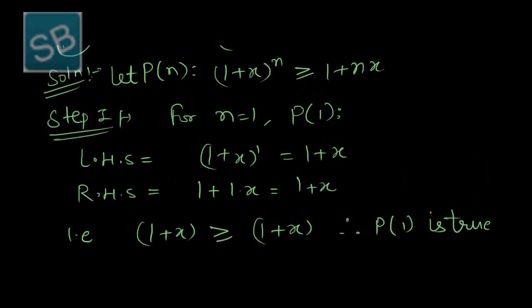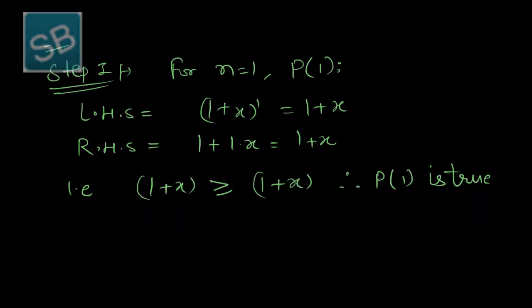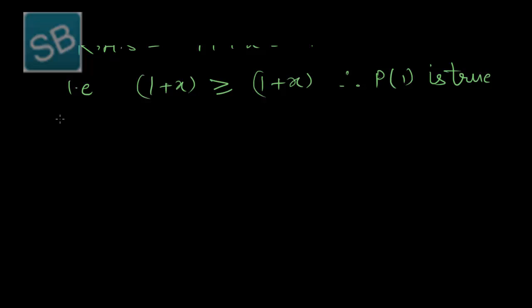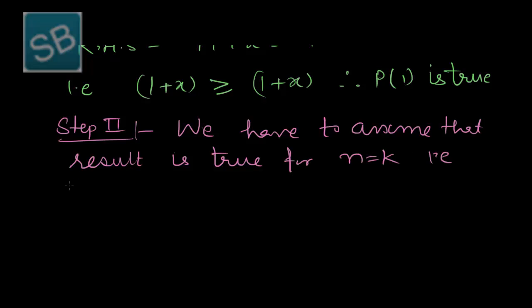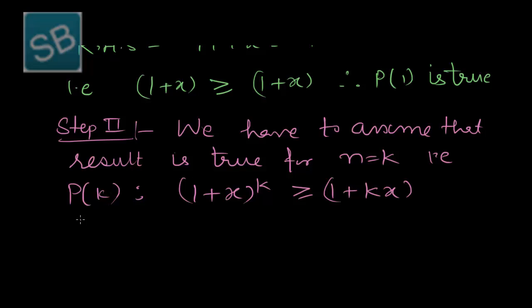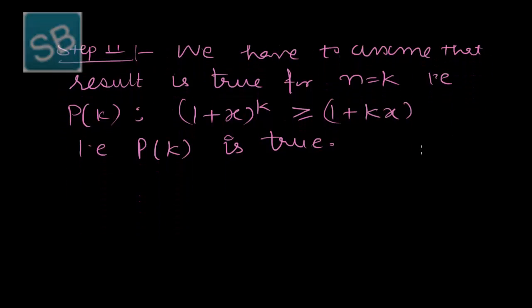Here it is clear that we have to prove either it is greater than or it is equal to. Then our result will hold. Now step 2. Step 2, we have to assume that the result is true for n is equal to k. That is P(k), that is (1 + x)^k is greater than or equal to 1 + kx. That is, P(k) is true. Now, as we know that by principle of mathematical induction, if P(k) is true, that implies P(k + 1).